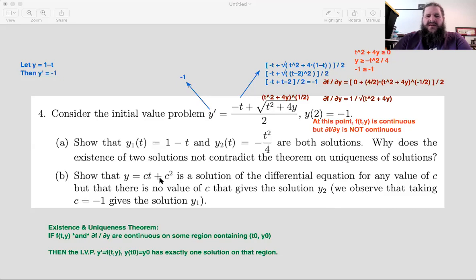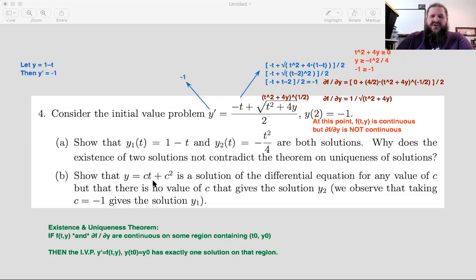But there's no c value you can plug in, no constant you can use for c that results in -t²/4. So I think what part B is getting at is that ct plus c squared is a general solution to this differential equation, except it's not truly general because we've found a solution that doesn't fit that format. And the reason for that is that this solution is talking about points on the boundary line where the partial derivative becomes discontinuous.